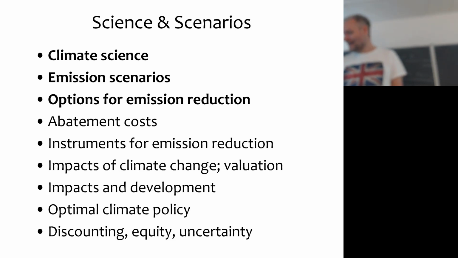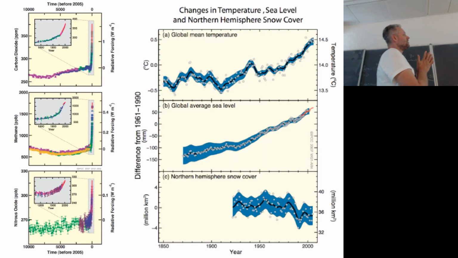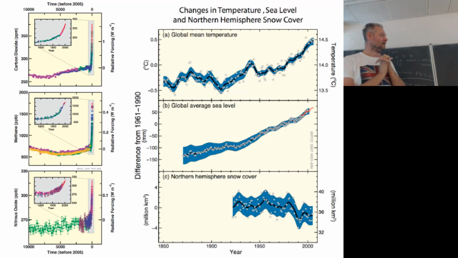So, let's start with the science of climate change. What you're looking at is 9 graphs. On your left, you're looking at observations and reconstructions of the atmospheric concentration of the 3 most important greenhouse gases from top to bottom. That is carbon dioxide, CO2, methane, that's CH4, and nitrous oxide, N2O.